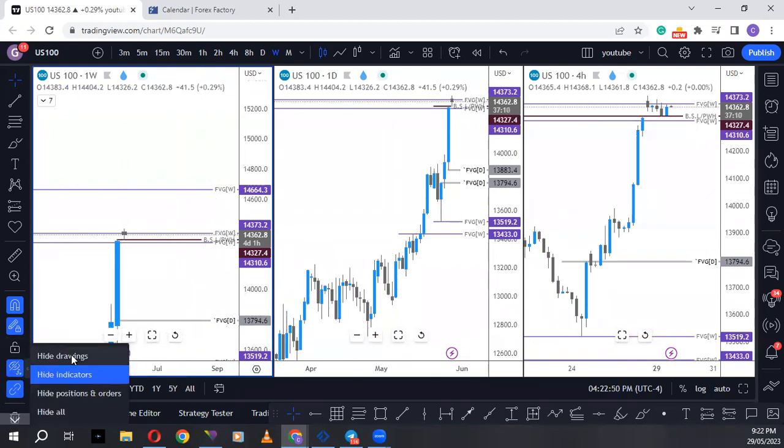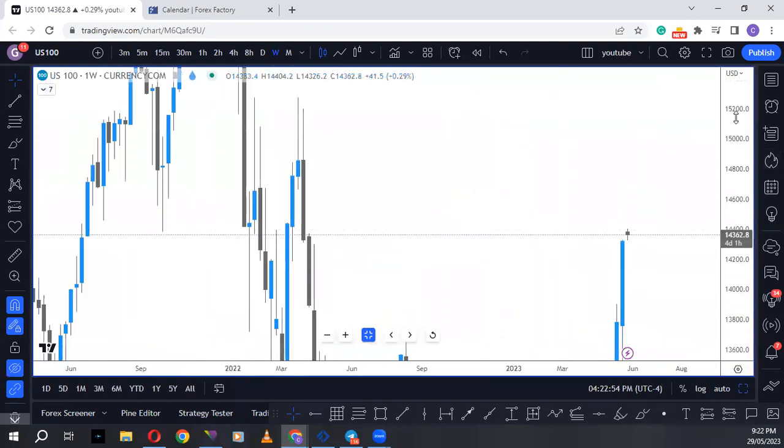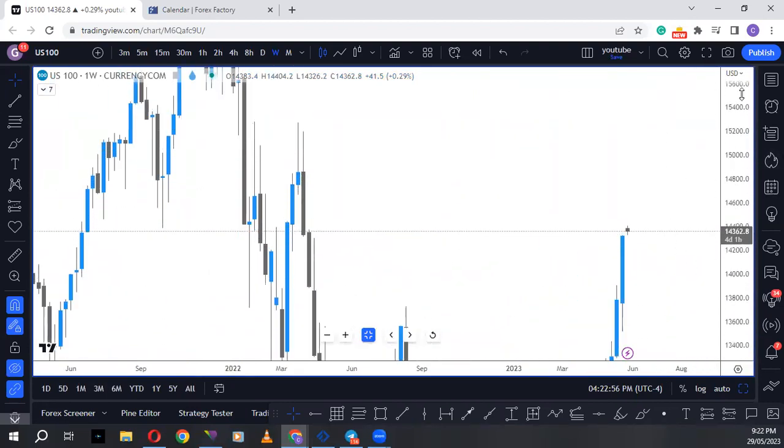Let's start from the weekly. Let's see where price is on the weekly. This is the NASDAQ or US 100.